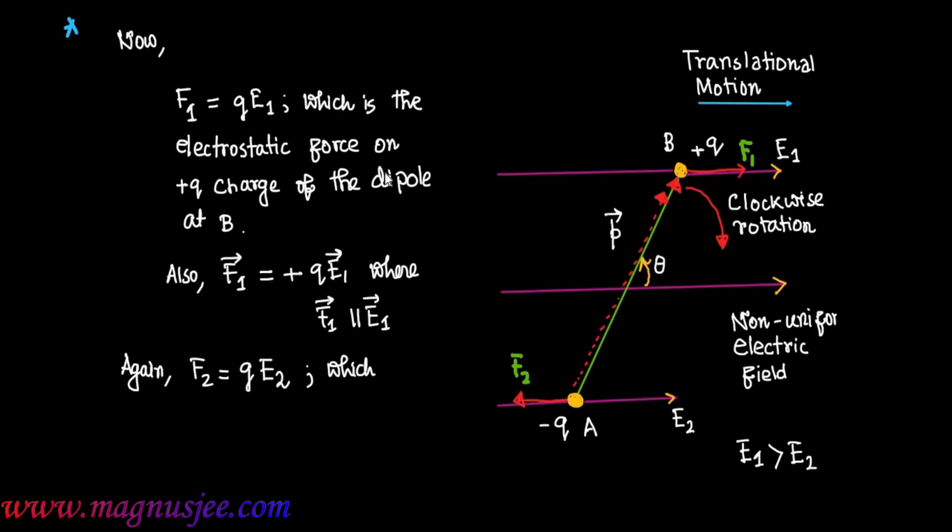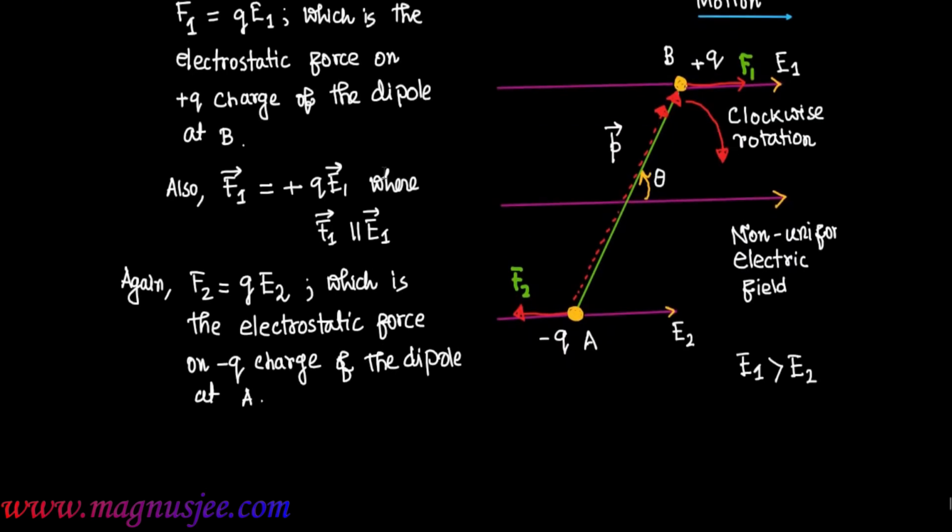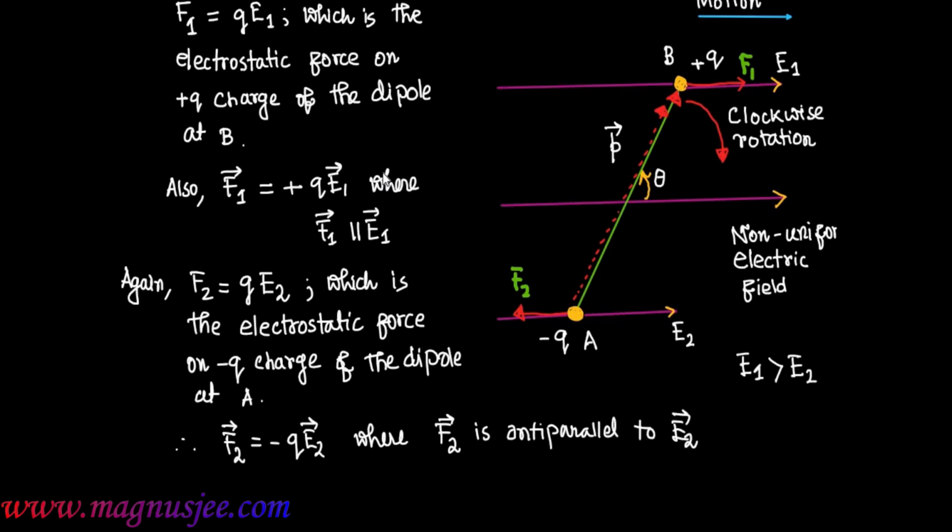Again, F2 equals QE2, which is the electrostatic force experienced by the minus Q charge of the dipole at the point A. Therefore, vector F2 equals minus Q vector E2, where the force vector F2 is antiparallel to the direction of vector E2. So vector F1 is parallel to the field intensity vector E1 at B, and vector F2 is antiparallel to the field intensity vector E2 at the point A.